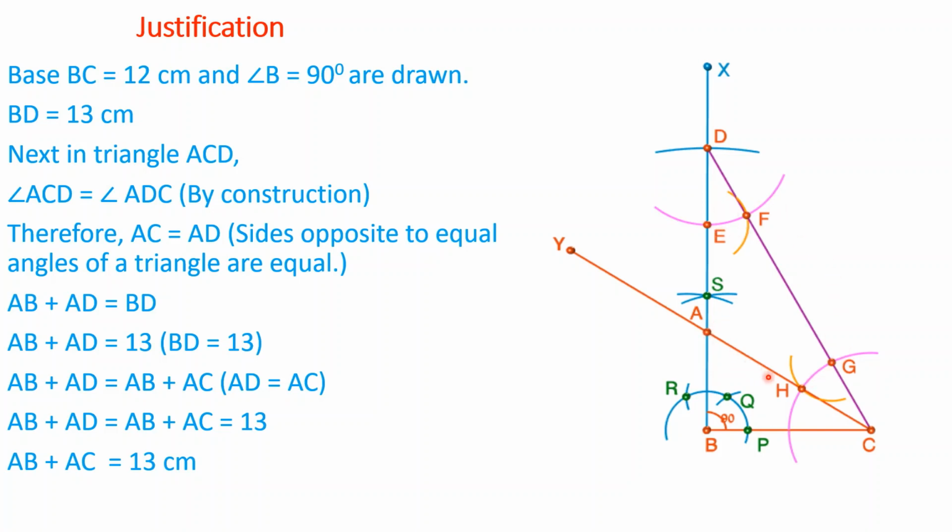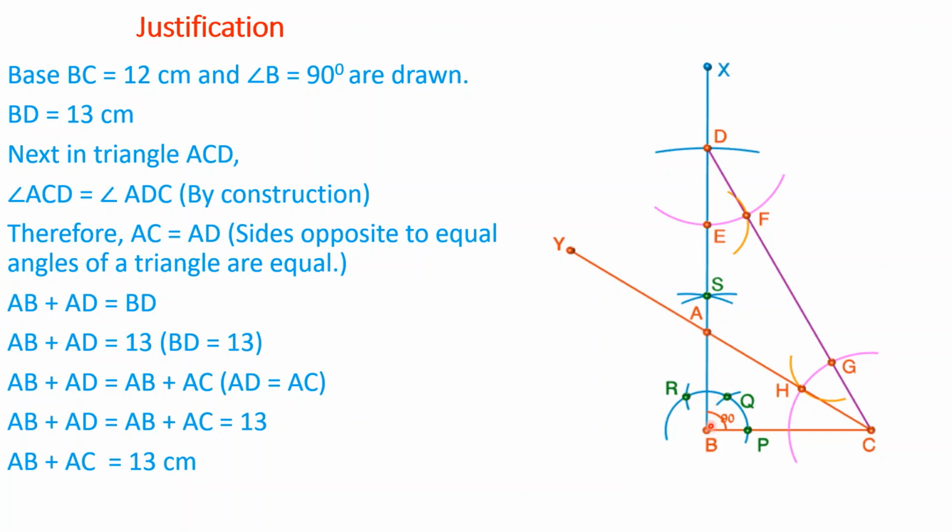So see, in triangle ACD, we can see angle C equals angle D, because arc GH equals arc EF. So angles C and D are equal, and we know that sides opposite to equal angles in a triangle are equal. The side opposite to angle D is AC, and the side opposite to angle C is AD. So sides AD and AC are equal.